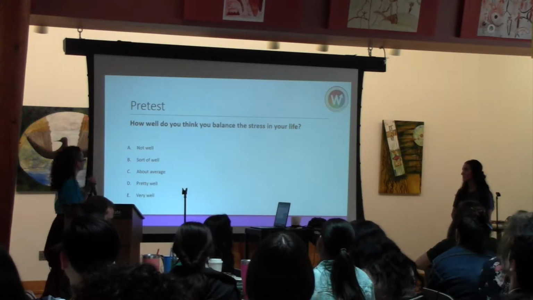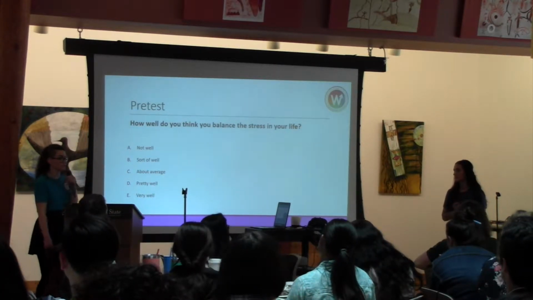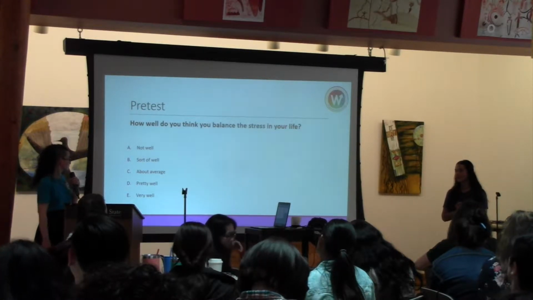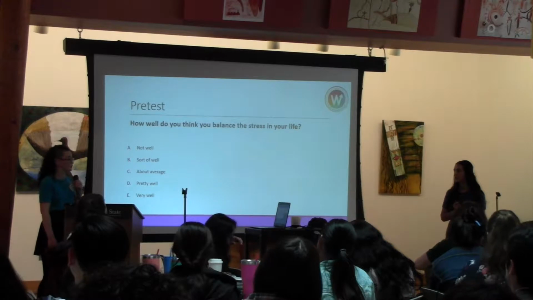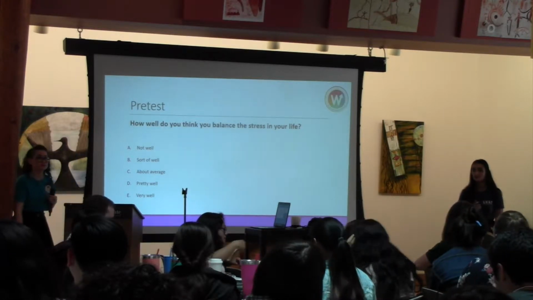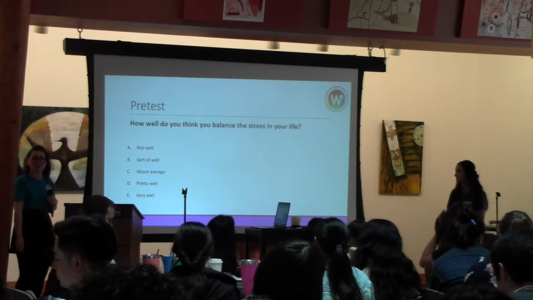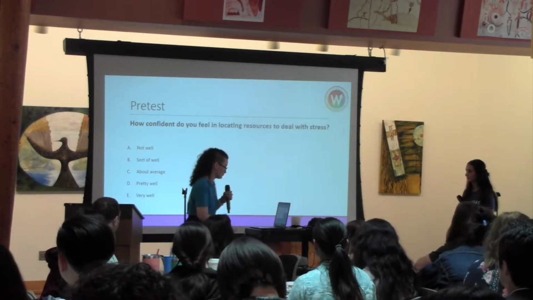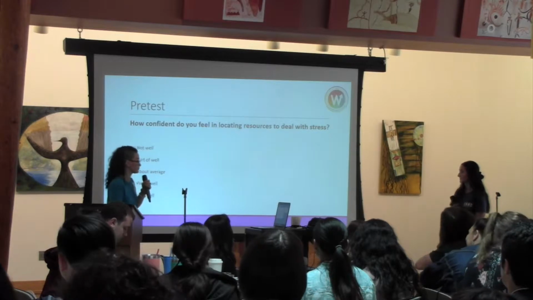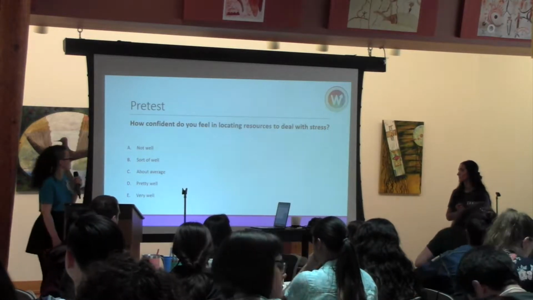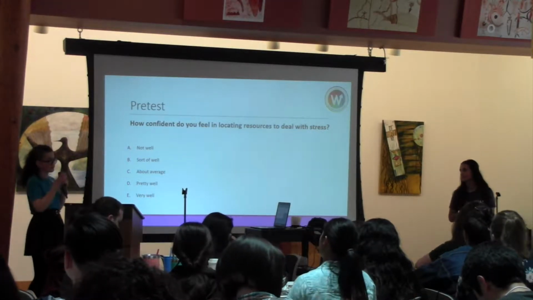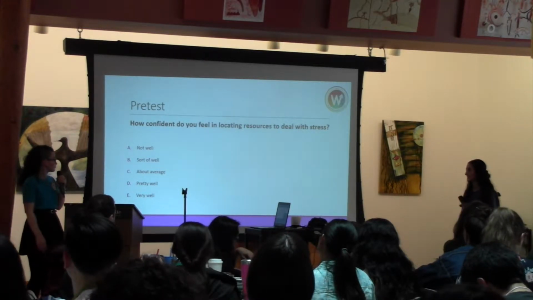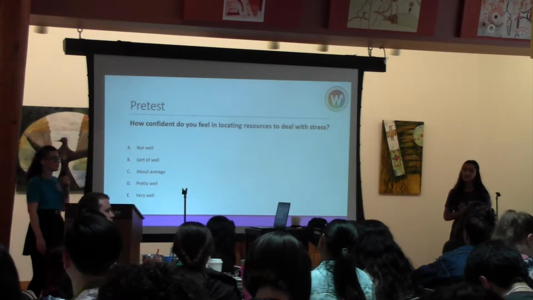Okay, how well do you think you balance the stress in your life? A is not well, B is sort of well, C is about average, D is pretty well, and E is very well. It's subjective, so no answer is correct. All right, next question. How confident do you feel in locating resources to deal with stress? It's the same scale. A is not well, B is sort of well, C is about average, D is pretty well, and E is very well.